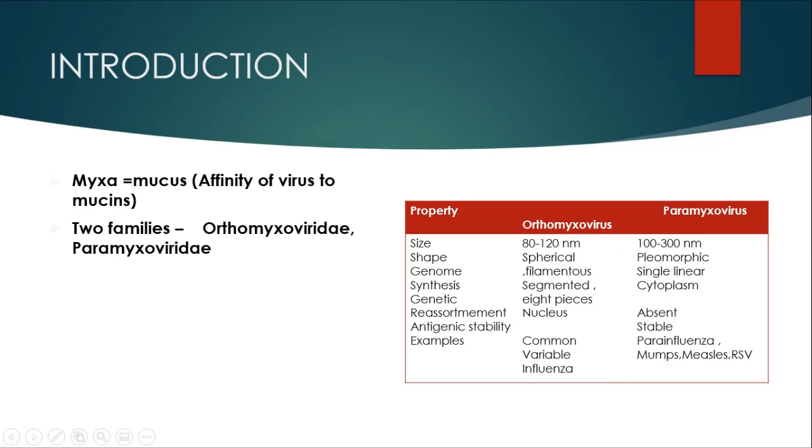All right, so it comes under the superfamily Myxovirus. Myxoviruses are those viruses which have an affinity towards mucins, and it is composed of two families, Orthomyxoviridae and Paramyxoviridae. We have already compared their basic characteristic features in the previous presentation where we learned about orthomyxovirus. So the basic difference you should always remember while comparing orthomyxovirus from paramyxovirus is that orthomyxovirus has got segments of RNA.